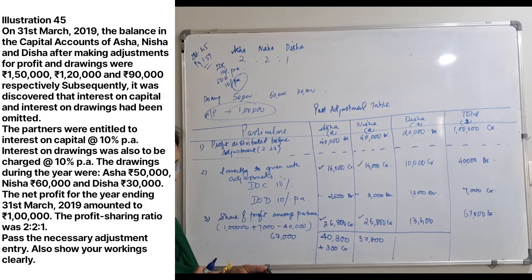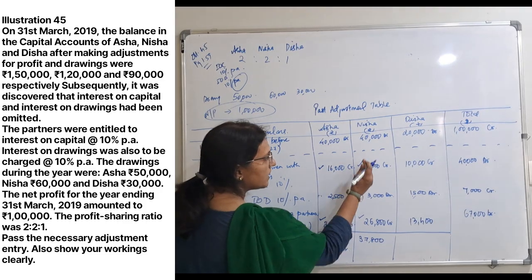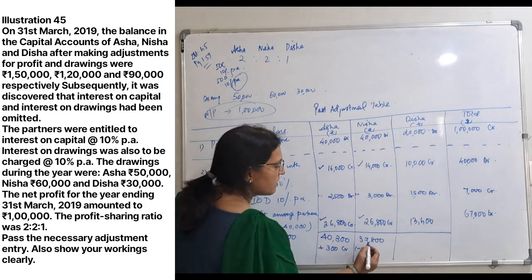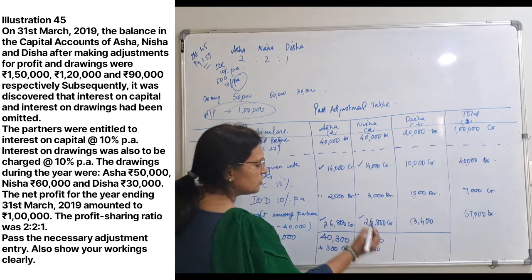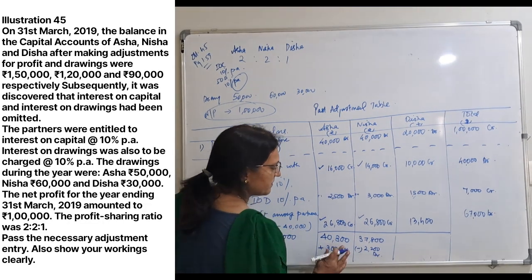So already she got 40,000 and she is supposed to get only 37,800. Are we going to minus or add? We are going to minus because she got more. We are going to minus 2,200. So it will be debited.